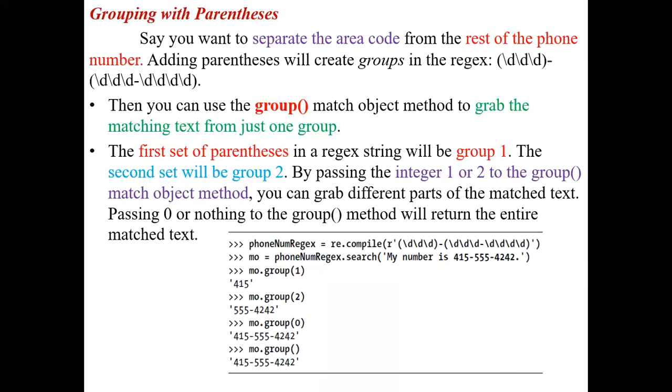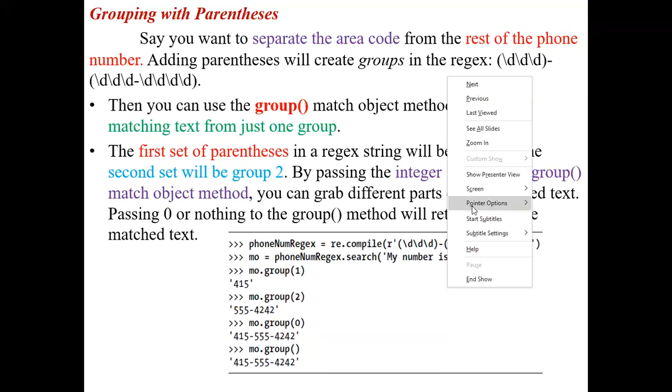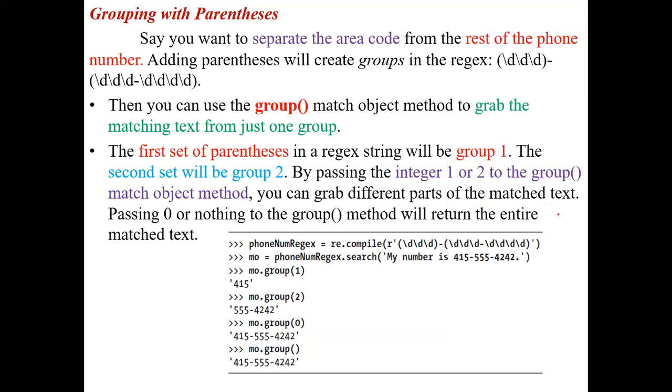Say we want a specific area code. In previous examples, we have considered a phone number. From that phone number, I want only the area code, separate from the rest of the phone number. So when I want only the area code, I am going to use the concept of parentheses. Parentheses will create groups in a regular expression object.